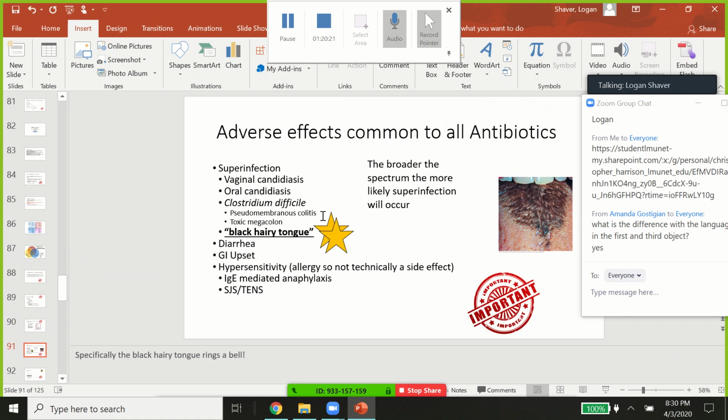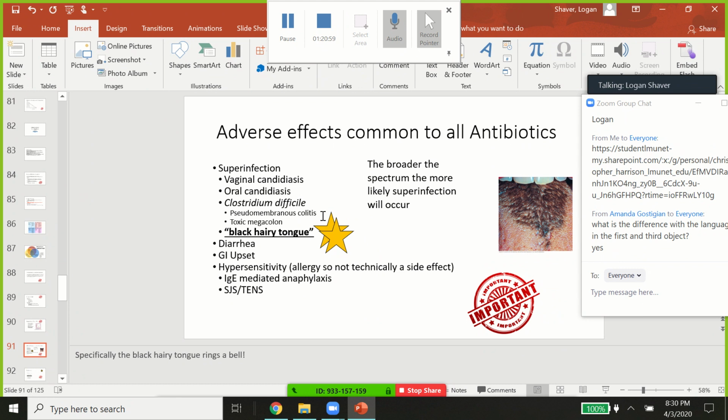This is also another important slide. Notice I have the stars here. I think there was actually a question, believe it or not, that literally said black hairy tongue on it, and you were supposed to know that that's an adverse effect of antibiotics. No joke, that was the question. So I would say it's probably an important slide to know. I don't know if it's going to be the exact same question or not, but I'm pretty sure that was our question last year, something to do with black hairy tongue.